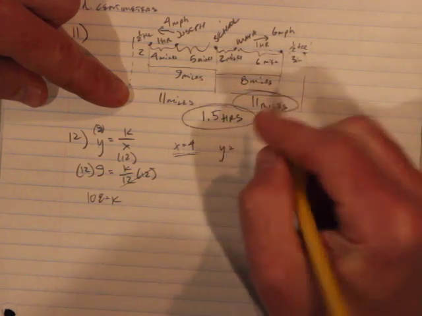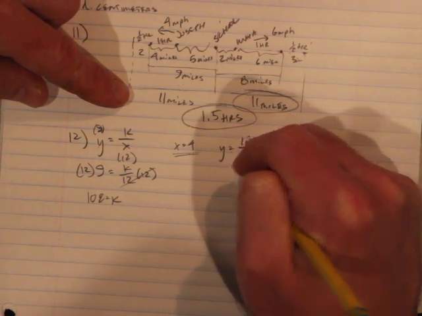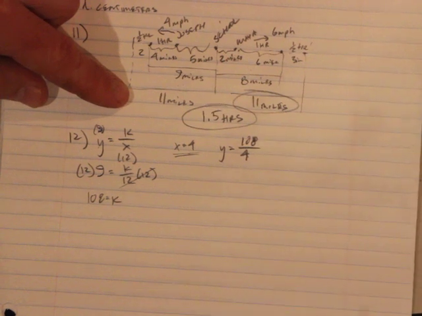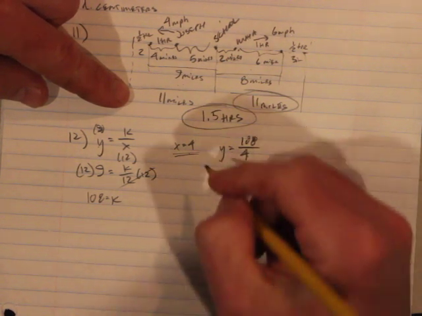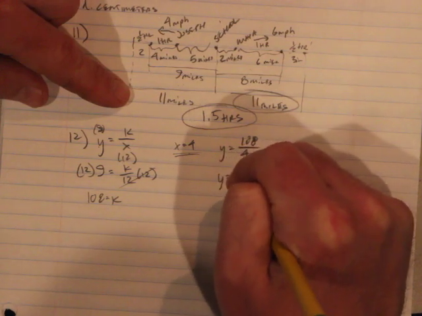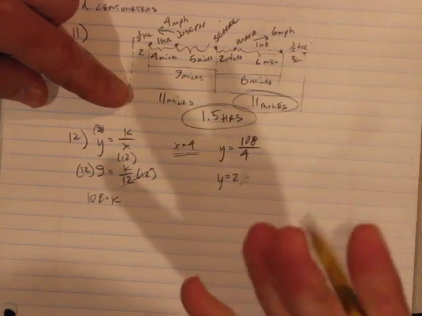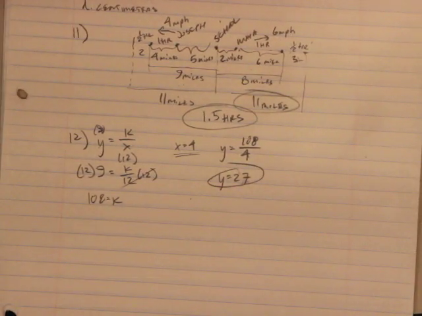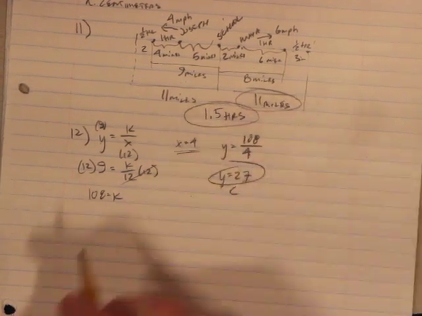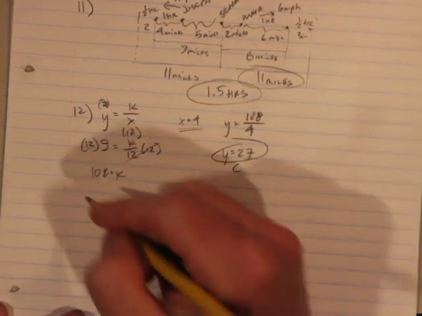And y equals 108 over x, which is 4 in this circumstance. 108 divided by 4 is 27. Y equals 27. So when x is 4, y is 27. Which is C in your book. That's choice C.